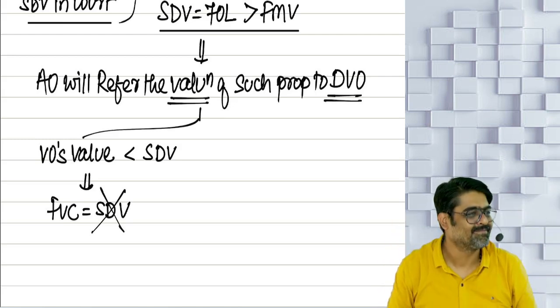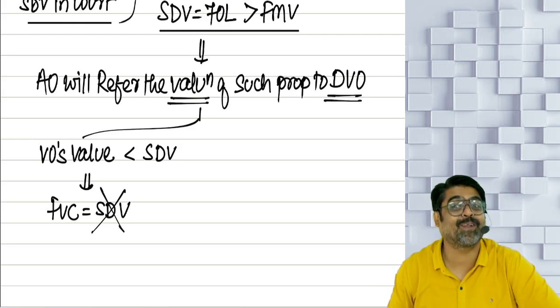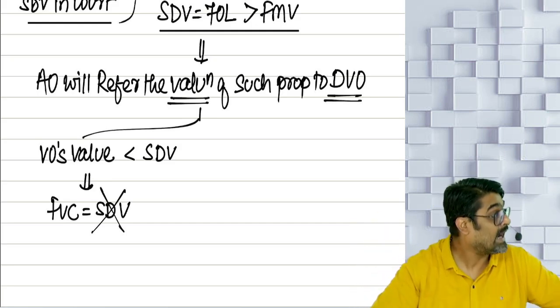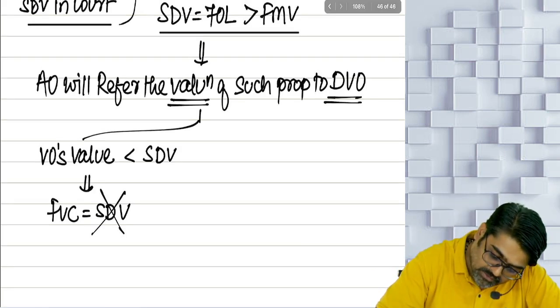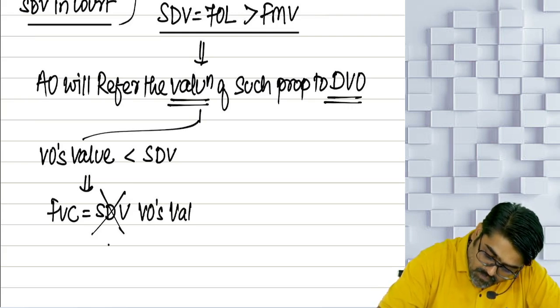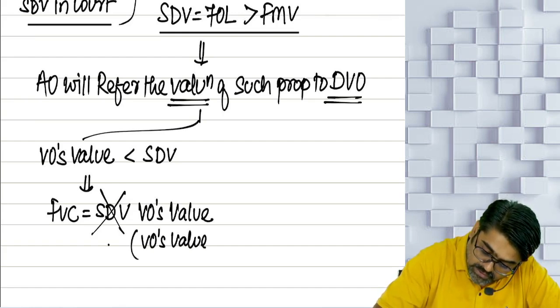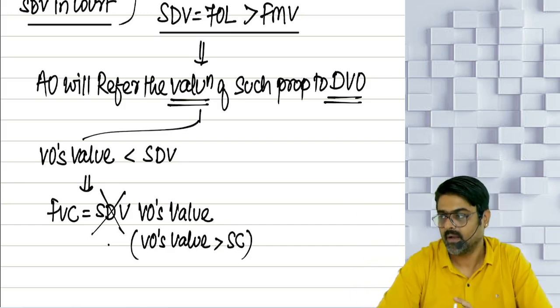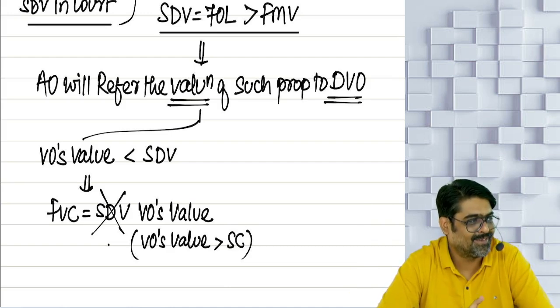Then take my 60. No. Your 60 still we cannot take because our valuation officer's value, 65 lakhs, is still higher than your sale consideration. So we will take what? Tell me fast. VO's value. If this VO's value is greater than sale consideration, then we are going to take the VO's value. Yes or no? But what if the VO determines the value 55 lakhs only?